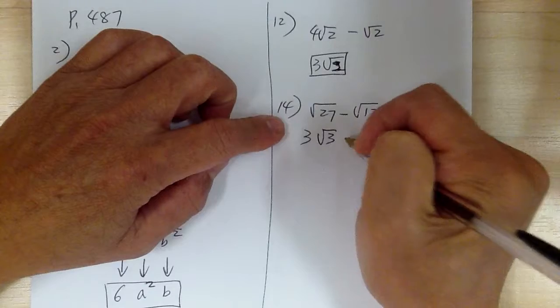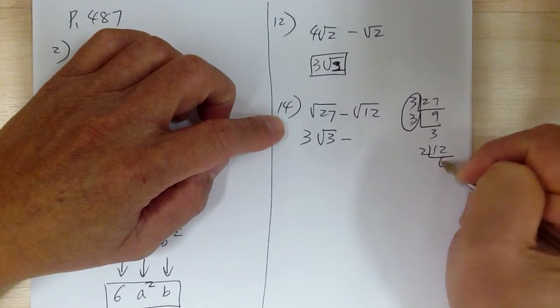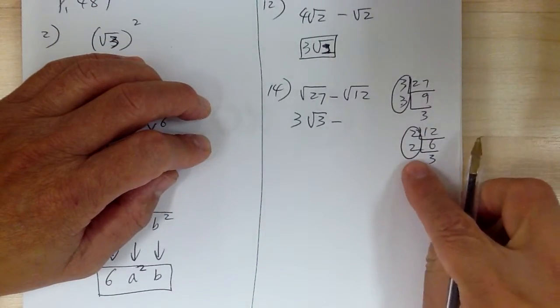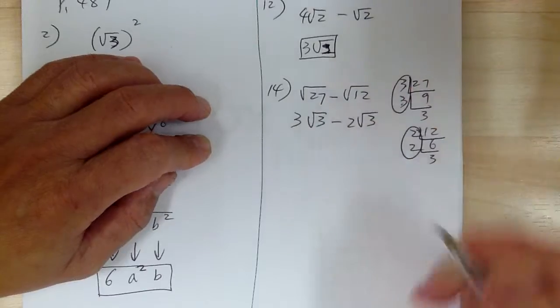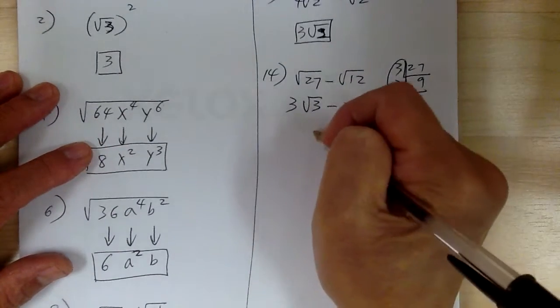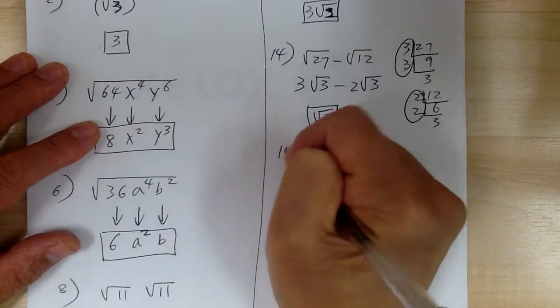Now let's do the 12. For the 12, I divide by 2, I get 6. Divide by 2, I get 3. Again, 2 radicands make an integer, so I get 2 square root of 3. So 3 square root of 3 minus 2 square root of 3, I get 1 square root of 3. And that's it. Okay, let's go to number 16.